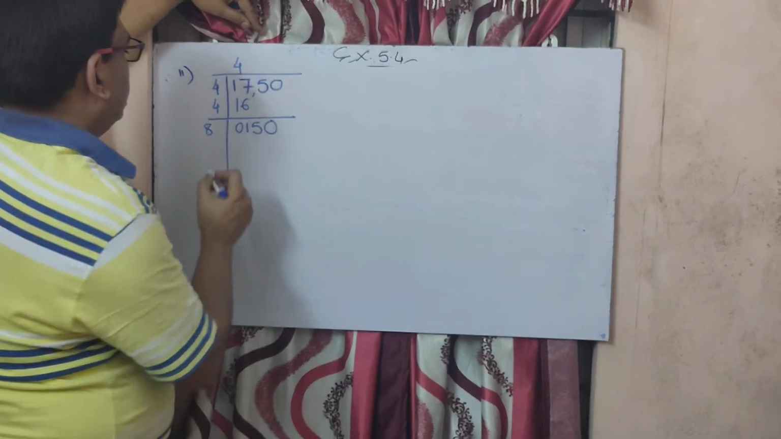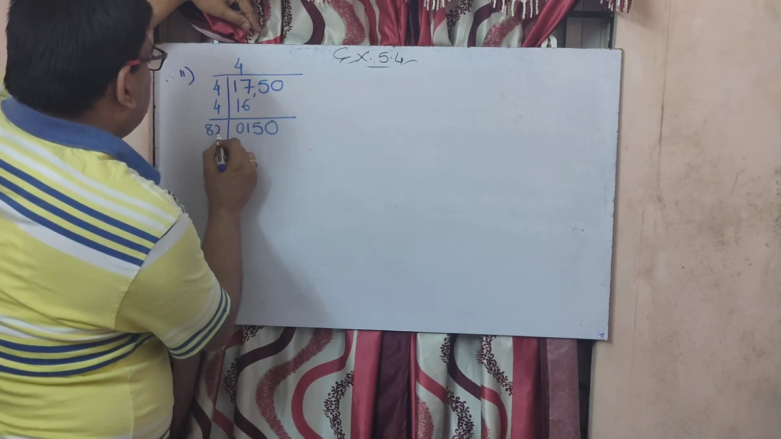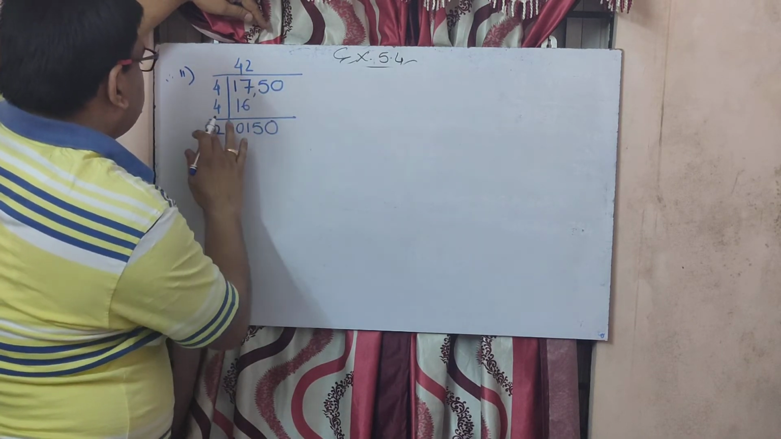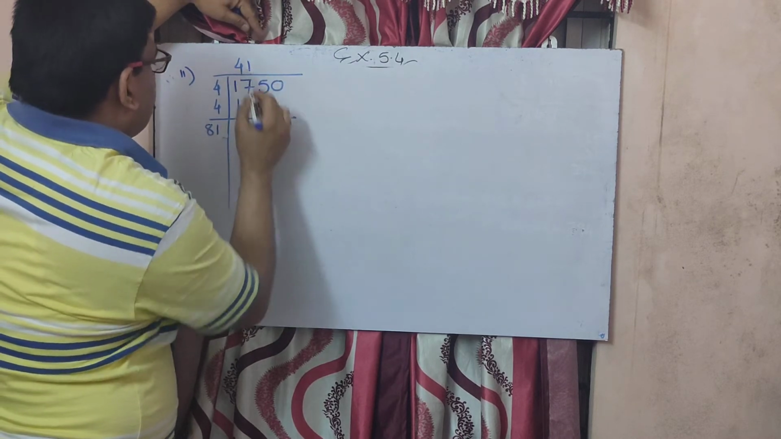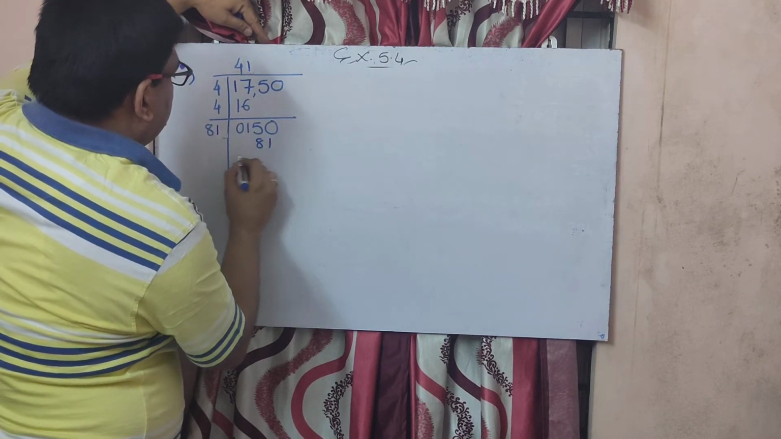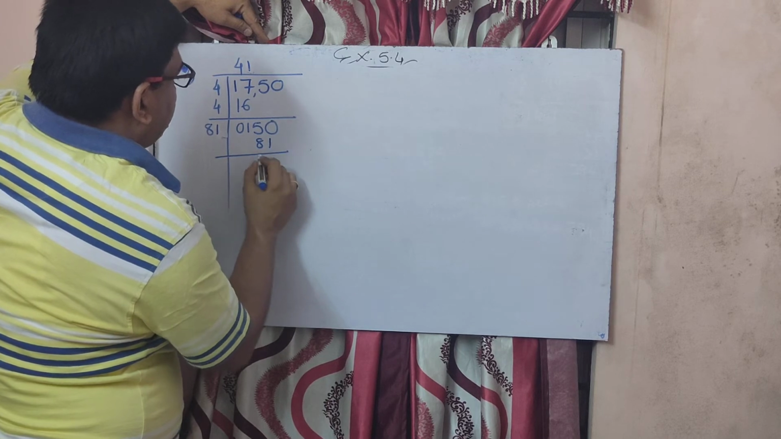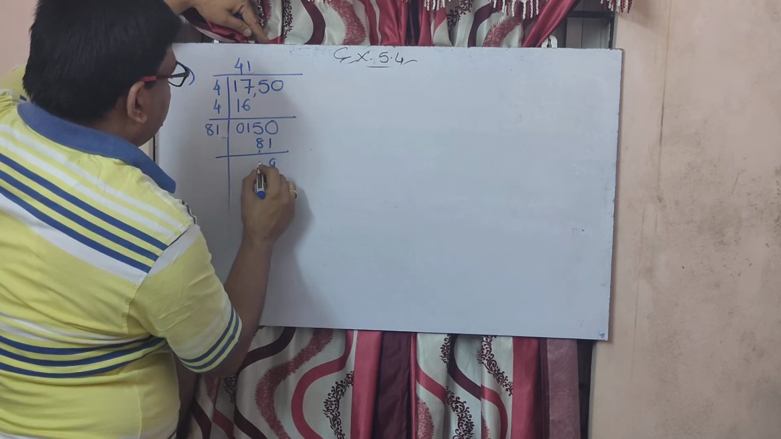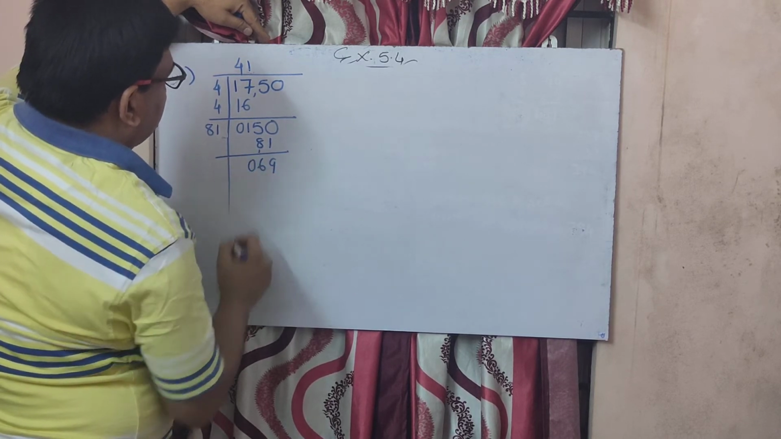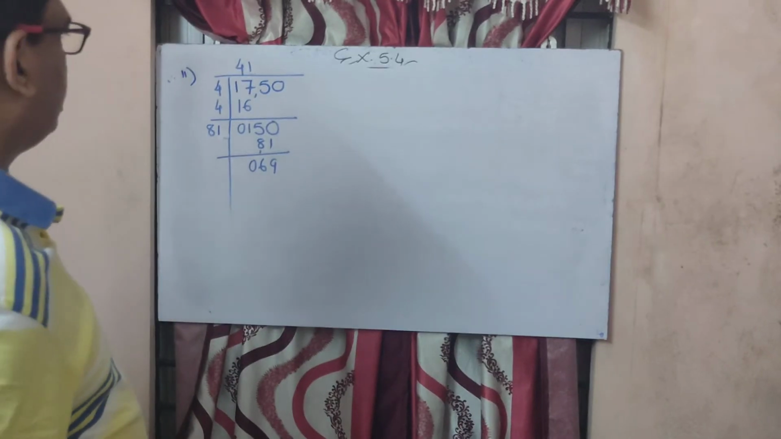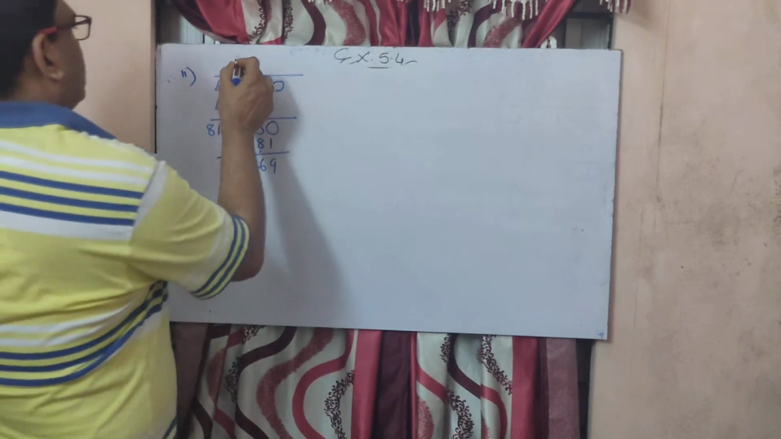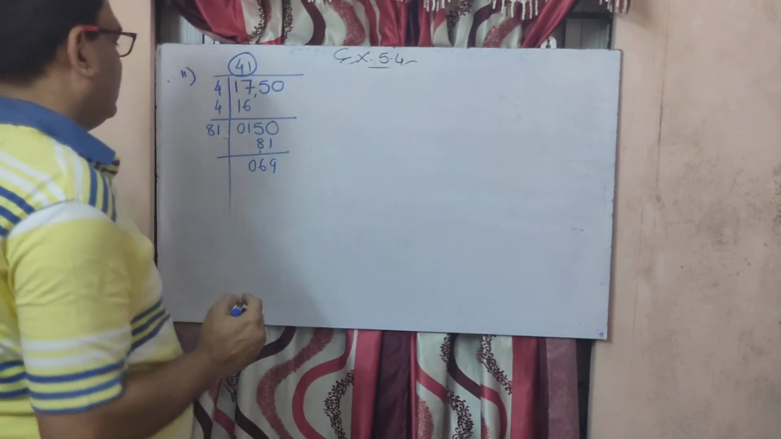Now 8, 82 2s are 164. So take it 1 only. 80, 81. So 9 it becomes 6, it becomes 0. 69 it becomes. Now, what is this number? 41.